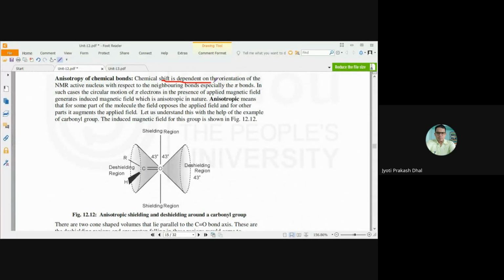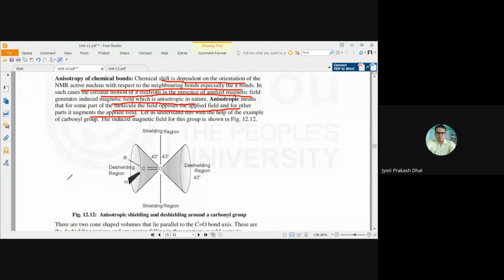Chemical shift is dependent upon the orientation of the NMR active nucleus with respect to neighboring bonds, especially of the pi bonds. In such cases, the circular motion of the pi electrons in the presence of an applied magnetic field generates an induced magnetic field that is anisotropic in nature. Anisotropy means that some part of the molecule or field opposes the applied field while other part augments the applied field. If some part of the molecule opposes the applied field and another part aligns with it, then that is called anisotropy.